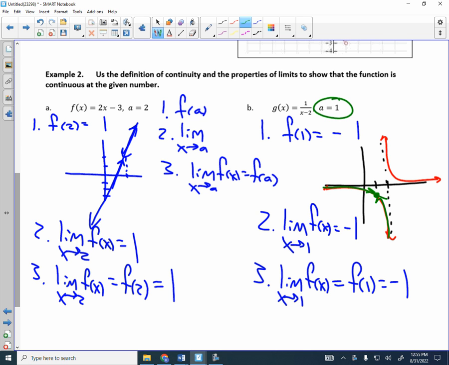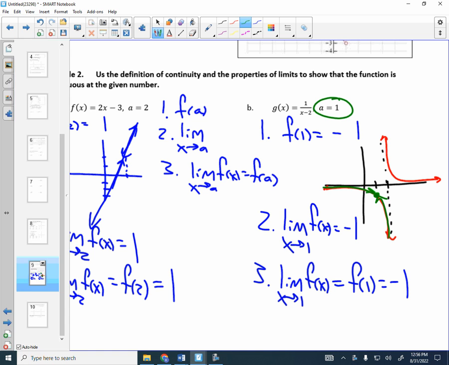So a lot of people will look at this graph and they're like, oh, discontinuous. Discontinuous at 2, but not at 1. We're trying to show it's continuous at 1, and we have shown that. Okay? Now, I'm not going to have a problem on the test or your homework where you demonstrate continuity. I did that to kind of review and prime your brains for today.